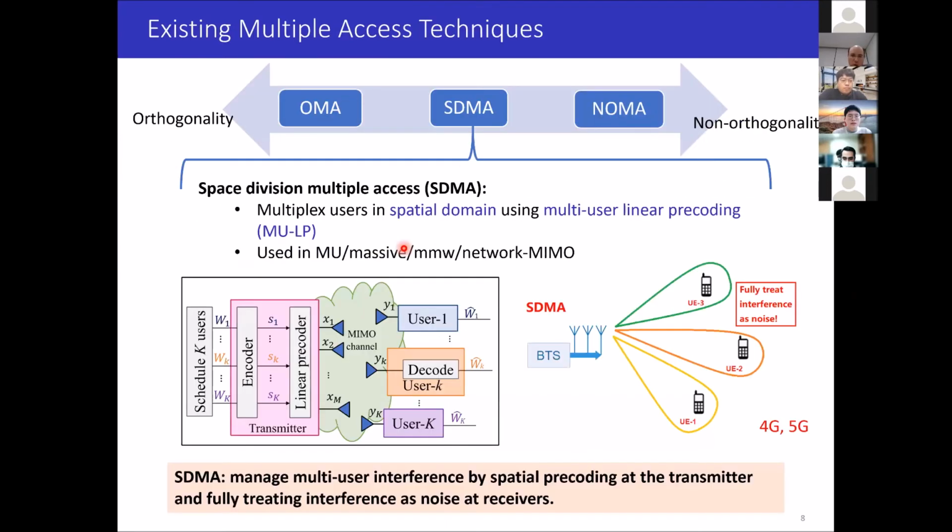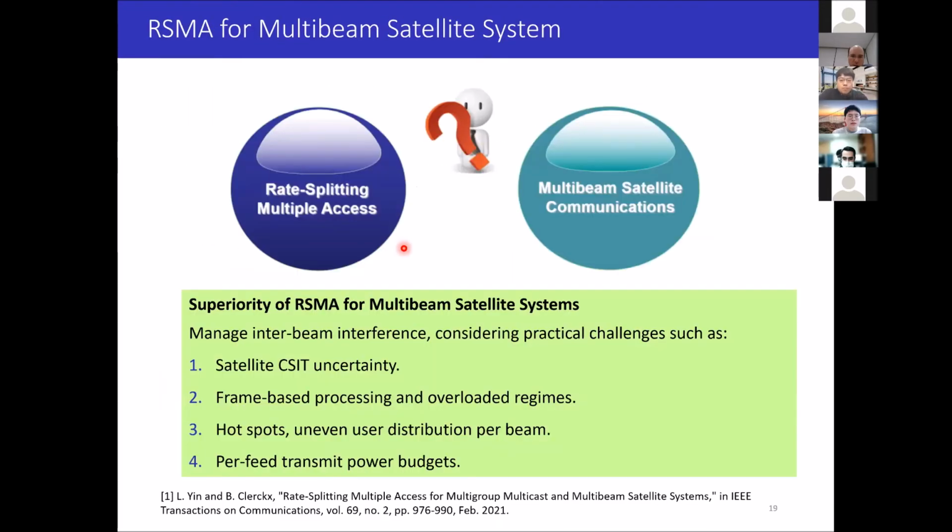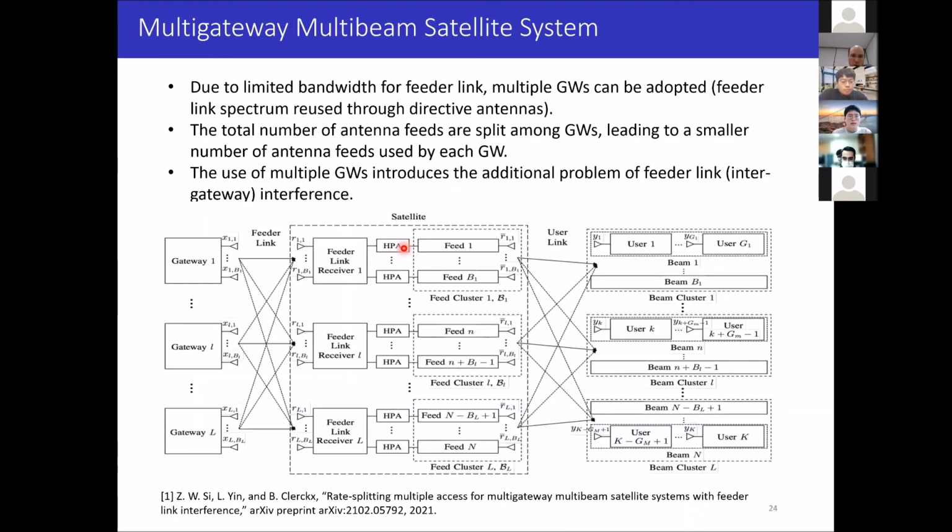And so the way it works is as follows. This is what we have in our next work here: how can we use rate splitting in a multi-beam scenario, but now when we have multiple gateways. So we have a satellite here. We have multiple gateways on the left side, and we have multiple beams on the right side, and the beams have been clustered into clusters of beams. Beam cluster 1, beam cluster L, beam cluster capital L.